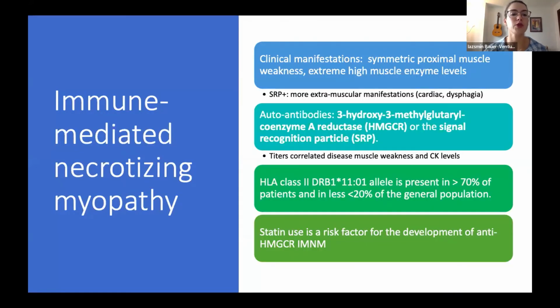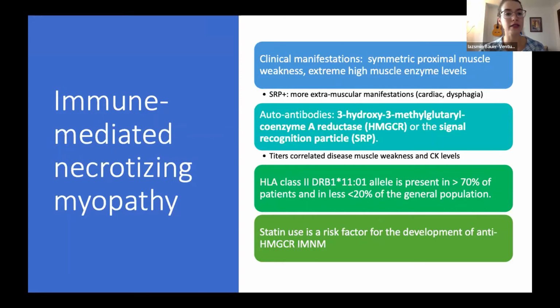Now let's move on to immune-mediated necrotizing myopathies. This is an entity that was defined in 2006, so quite recently. These patients usually have a symmetric proximal muscle weakness with very elevated muscle enzymes. You're going to be called to the hospital for a consult for the diagnosis of rhabdomyolysis quite often, because the CKs can be as high as 100, 200,000.